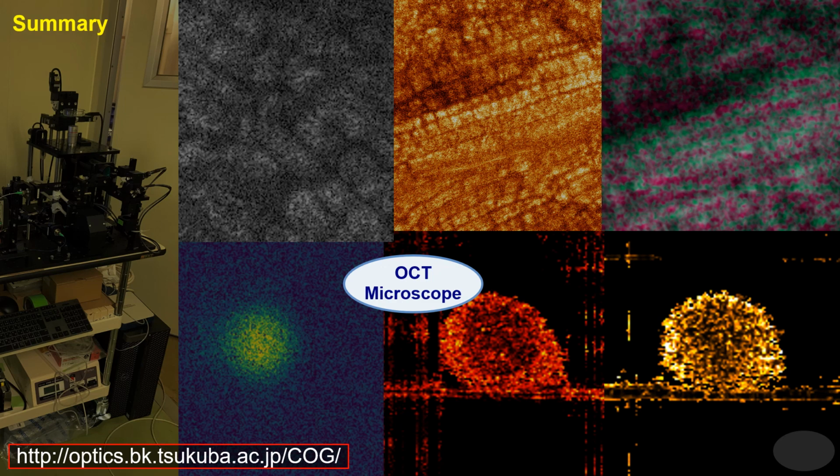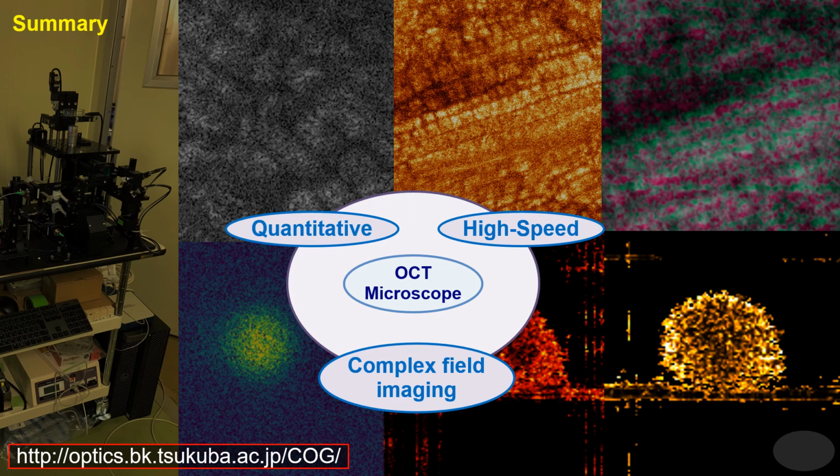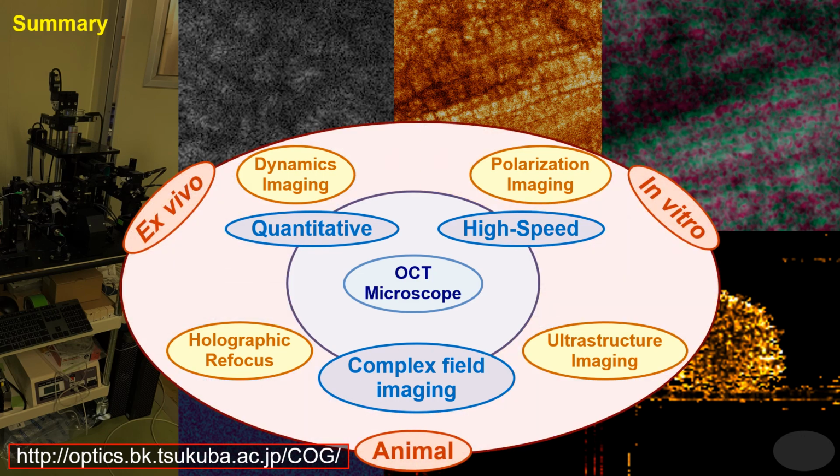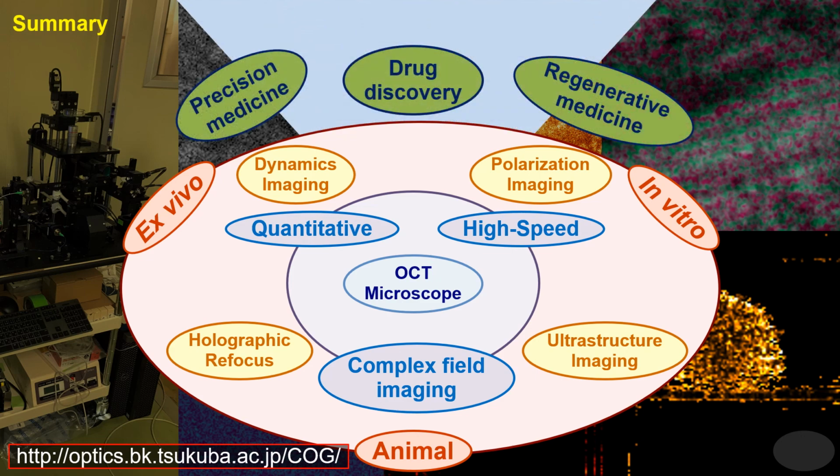Let me summarize my talk. In this project, we are working on a multicontrast OCT microscope, and its core is the OCT microscope hardware. The OCT microscope is quantitative, has high speed, and can measure the complex electric field. By exploiting these properties, we achieve the four measurement functions, including dynamics imaging, polarization imaging, holographic refocusing, and computational directional imaging. These measurement functions would be useful for the assessment of ex vivo and in vitro tissues and can be used for precision and regenerative medicine and also drug discovery.